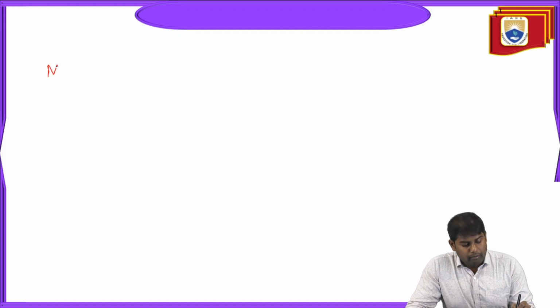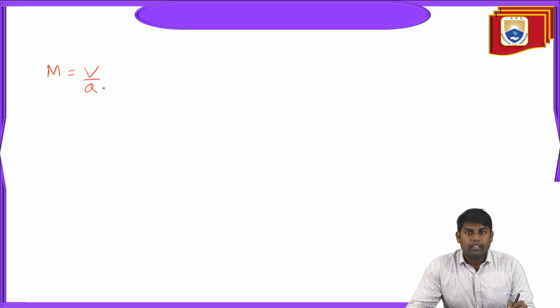So already we have seen Mach number is equal to V by A. So V is the velocity of the object, or let's say velocity of the flow. In that medium, whether you take water or air, the corresponding medium in which the body or the flow is traveling, that velocity is this one. And A is nothing but the speed of sound in that medium actually.